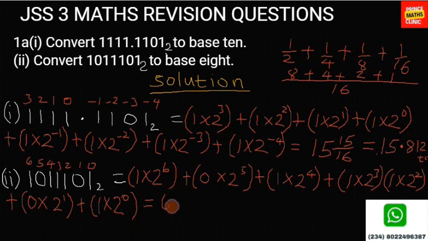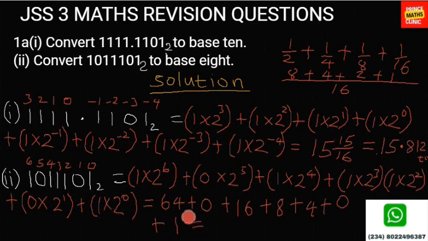64 times 1 is 64. 2 to the power of 5 is 32, times 0 will give us 0. Good. Then 2 to the power of 4 is 16, 16 times 1 is 16. 2 to the power of 3 is 8 times 1 is 8. Then plus 2 to the power of 2 is 4, 4 times 1 is 4. Plus 2 to the power of 1 is 2 times 0 is 0. Then plus 2 to the power of 0 is 1, 1 times 1 is 1.